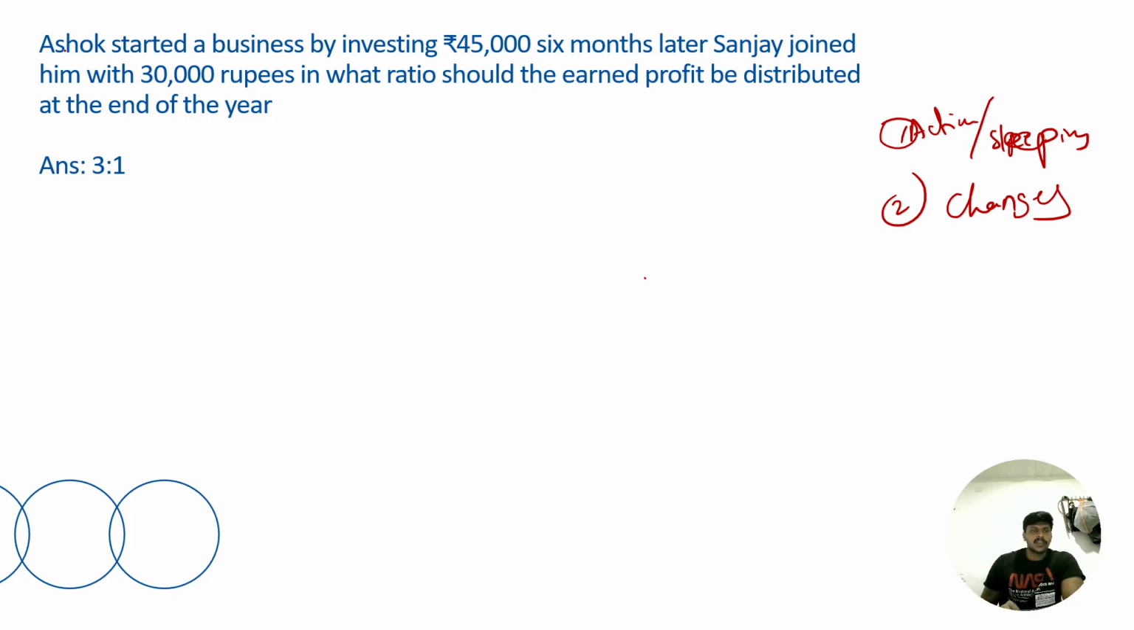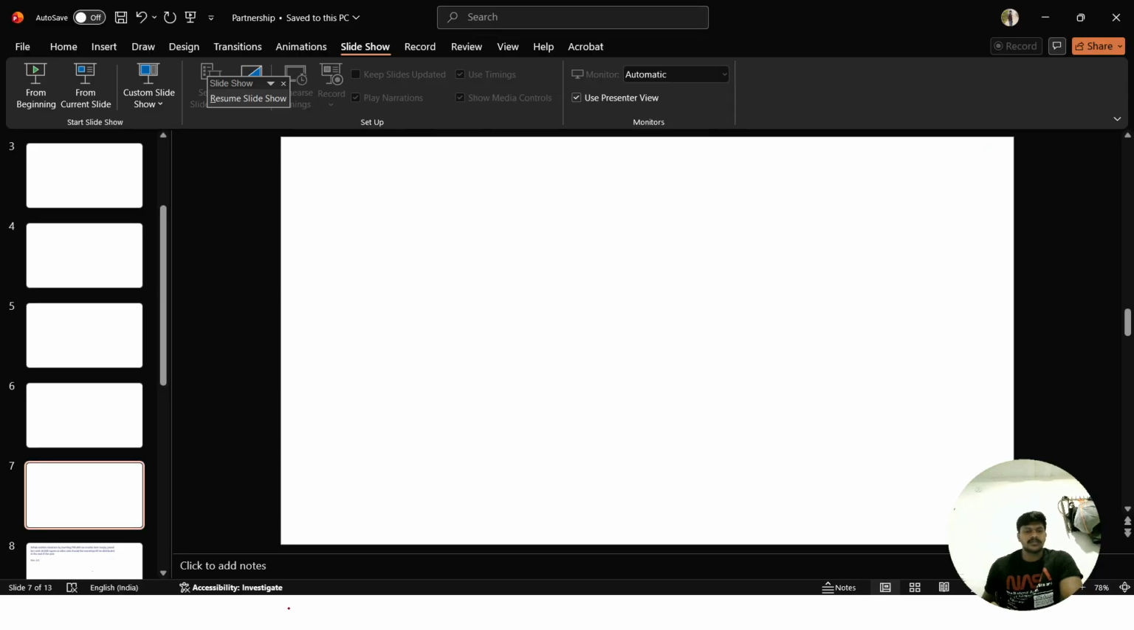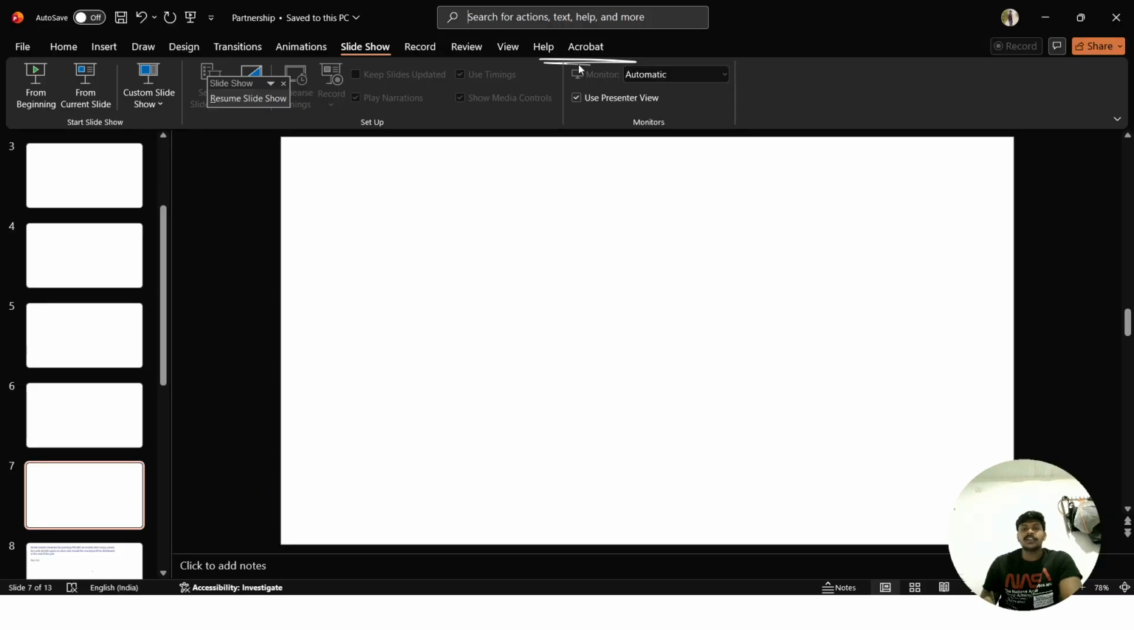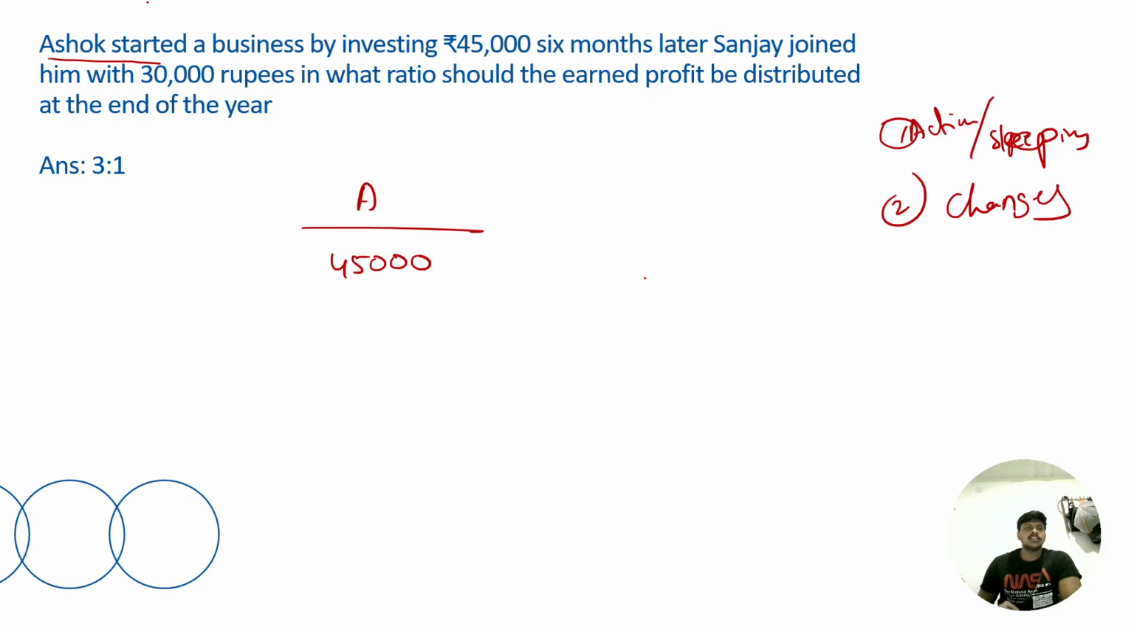Okay, let's go. Ashok started a business by investing 45,000. Ashok is the guy A and he is investing 45,000. Now, 6 months later, Sanjay joined him with 30,000 rupees. What is the ratio of their profit undistributed at the end of the year? So he wants to find out the ratio after a year. Now we come to the guy Ashok. Are there any changes in the investments of Ashok? No, I can see there is no change at all.